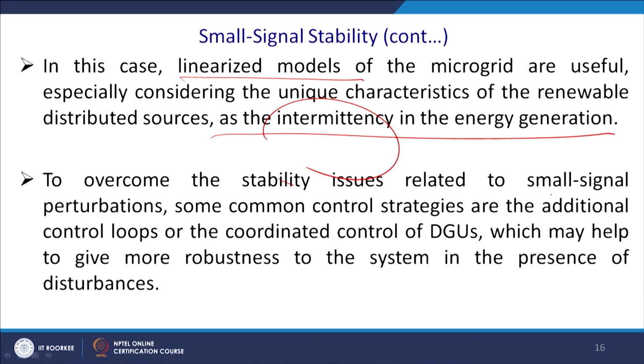To overcome the stability issues related to the small signal perturbation, some common control strategies, a very simple PI controller or PID, will work fine. Additional control loops and coordinated control of distributed generations are also preferred, which may help to give us robustness of the system in the presence of disturbance. So, closed loop control will ensure that the disturbance is mitigated, damping is possible, and sustained oscillation may be damped.